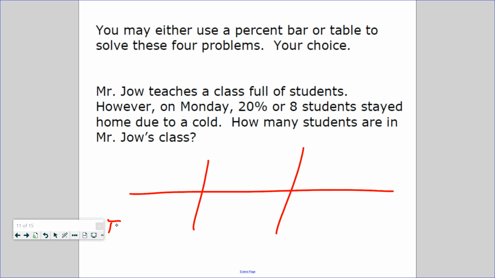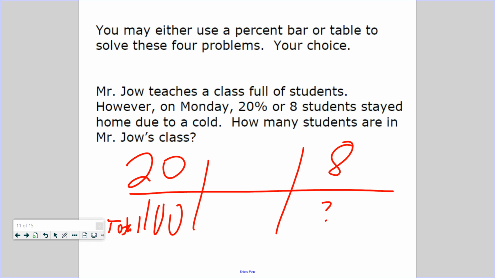So we know total goes here. I'm going to use a table here. How do you write 20% as a fraction? 20 out of 100. How many students are in my class? So I don't know the total, but I know 20% are 8 students. Do you want to do a side-to-side relationship or up and down relationship? It's your choice. I'm going to do an up and down relationship here. How do you turn a 20 to 100? Times 5. 8 times 5 is 40.